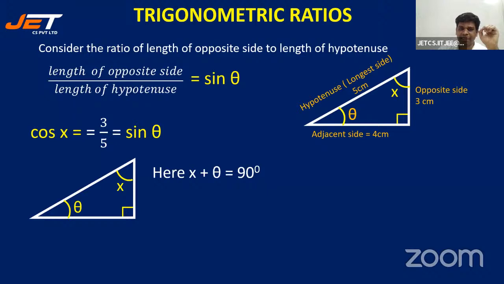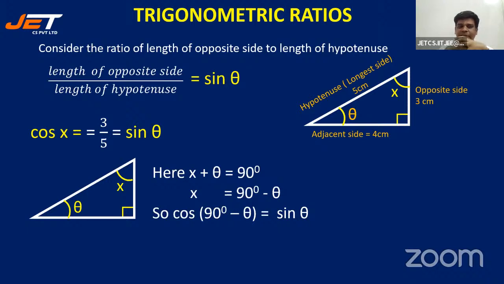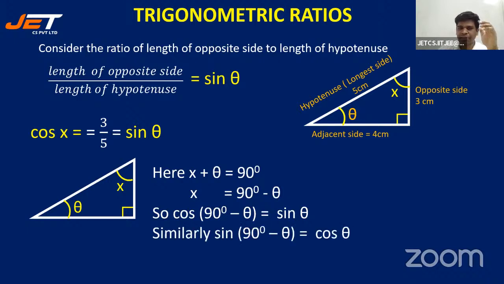So here x plus theta is 90. So x is equal to 90 minus theta. So I get cos of 90 minus theta is sine theta. That's how I proved cos of 90 degrees minus theta is sine theta. Or in radians, cos of pi by 2 minus theta is sine theta. That's how I've proved it here. Similarly, we can also prove sine of 90 minus theta is cos theta.